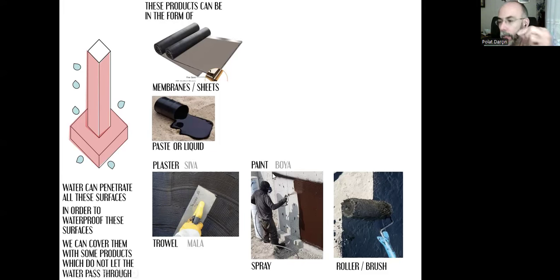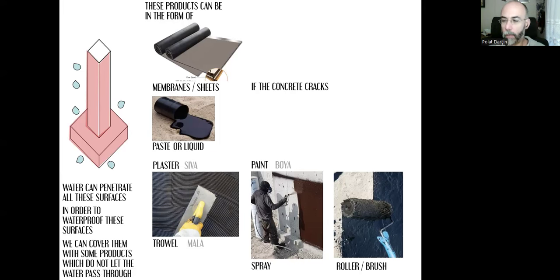But paints are very thin. They don't even have 1 millimeter thickness. It's thinner than that. It's mostly at the micron level. It's very thin, just a film over the surface. But if we apply plasters or paints over these reinforced concrete surfaces, we know that concrete can have cracks.